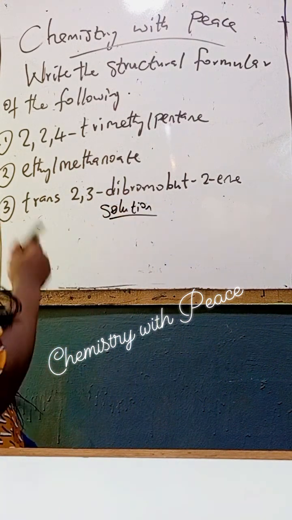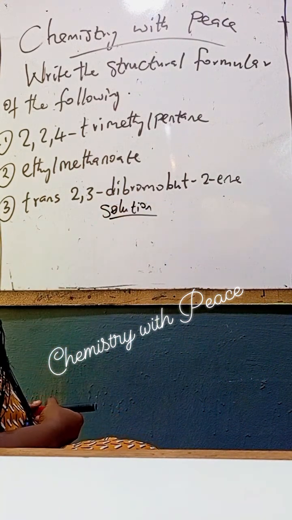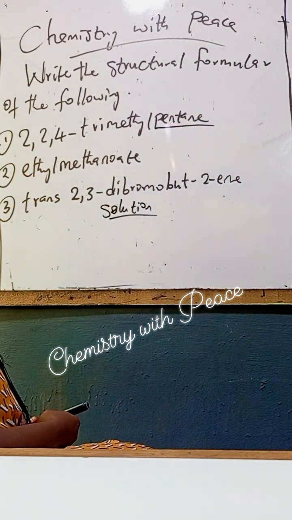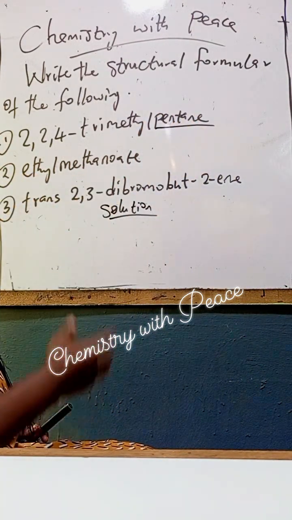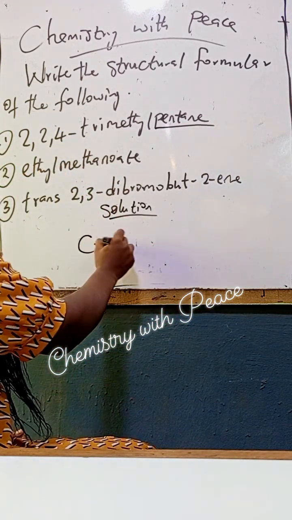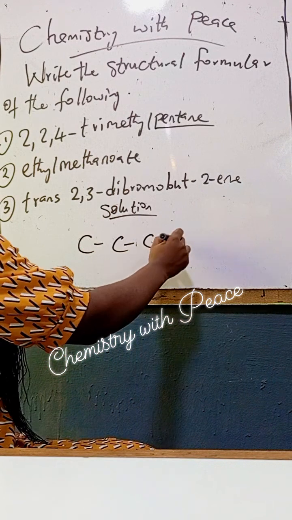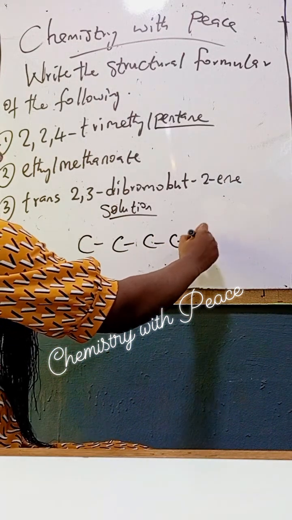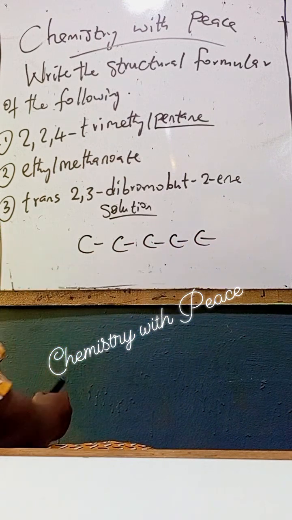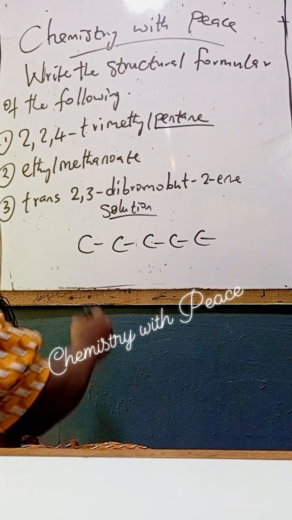Solution. To start with, the first thing we are going to do, we are considering the parent name, pentane. That shows that the longest carbon chain is 5. 1, 2, 3, 4, 5. So now we have 5 carbons.